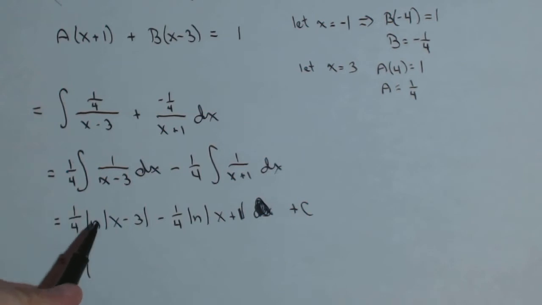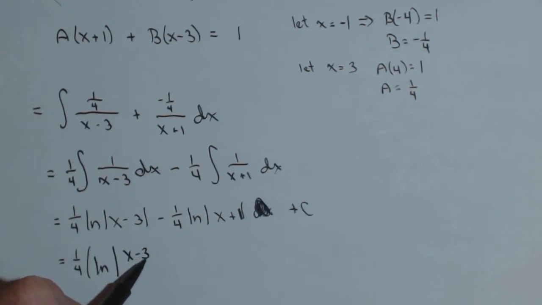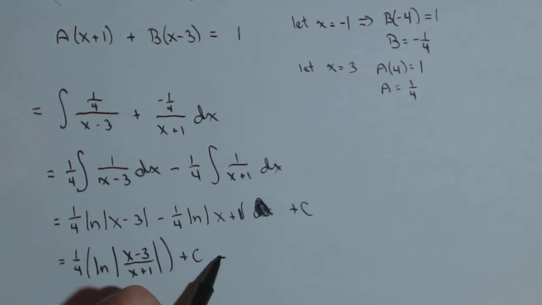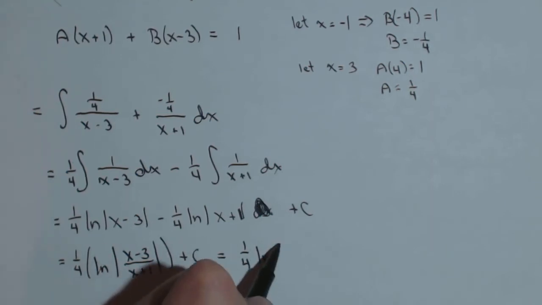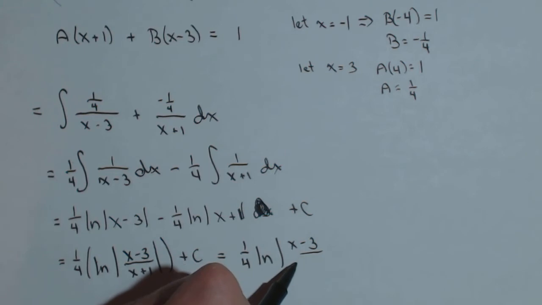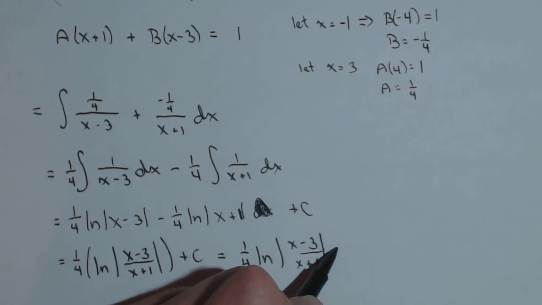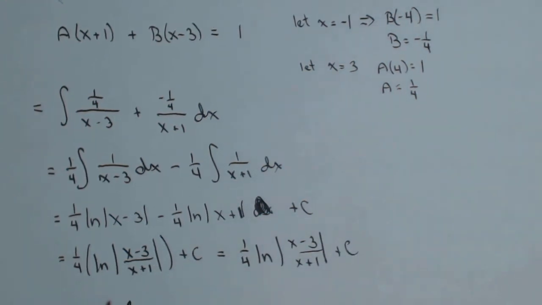Now if we want to simplify this a little bit, we can factor out the 1/4, and then since we have a difference of two logs, we can rewrite this as ln the absolute value of x minus 3 over x plus 1. And we actually don't need that parenthesis, but since I've already started it. So, and if you want, you can make that a fourth root, but I'm going to just go ahead and leave it out front. And there's our antiderivative.